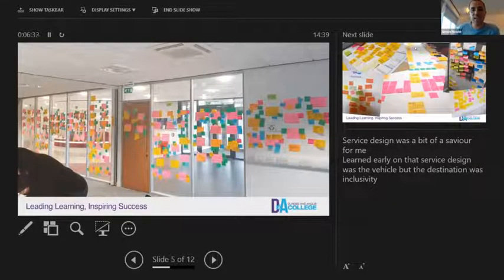And I learned really early on that, whilst service design is a vehicle to take you to a destination, the actual destination is inclusivity, so getting people involved. So it wasn't the fact that it was service design that was the be all and end all. The actual light bulb was more about the inclusivity and getting people involved in conversations and discussion, understanding their views and understanding what the needs were.